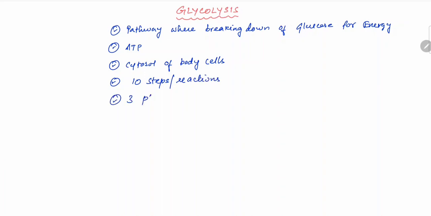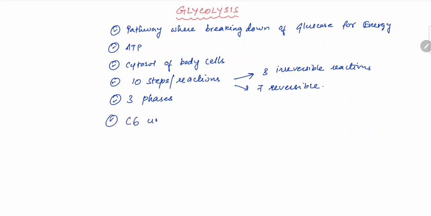It consists of 3 phases. Of these 10 steps, 3 are irreversible reactions and the remaining 7 are reversible. This is a reaction where a 6-carbon molecule is cleaved into 3-carbon compounds. All right. So coming to the pathway of glycolysis, here the glucose is breaking down, right?